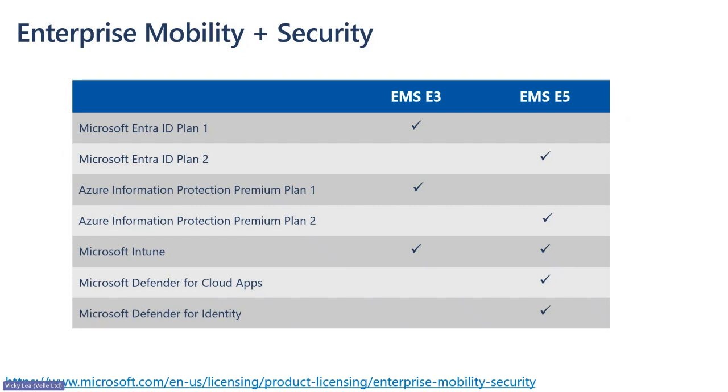And you can see with EMS E3 that we have a Microsoft Entra ID Plan 1. Okay, Entra ID used to be Azure Active Directory. It has recently been renamed. I'm hoping I found all my Azure ADs through my slides and changed them. I did do my best to do that. But a rebrand there for Azure AD. So Entra ID Plan 1, we've got Azure Information Protection Premium Plan 1, we've got Intune. And then you can see that E5 really builds on that, bringing in the Plan 2s of things like Entra ID and Information Protection, but also adding in Defender for Cloud Apps, Defender for Identity as well.